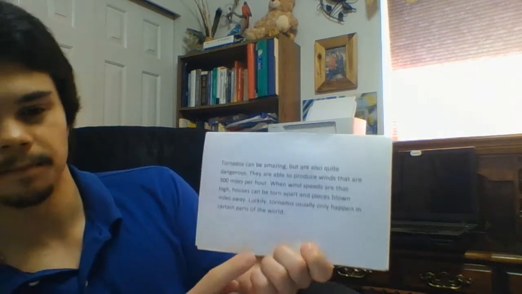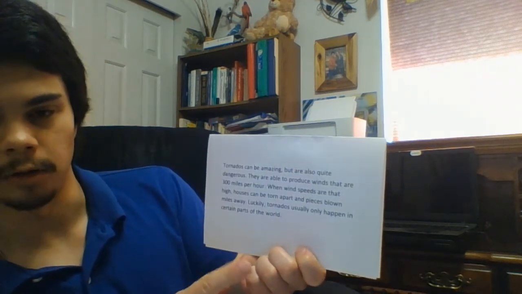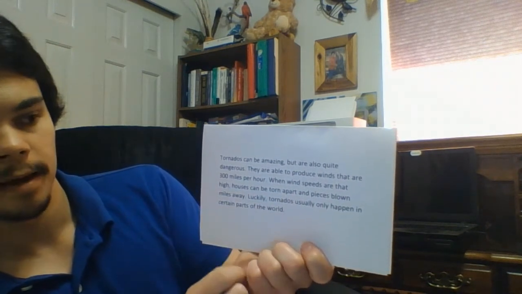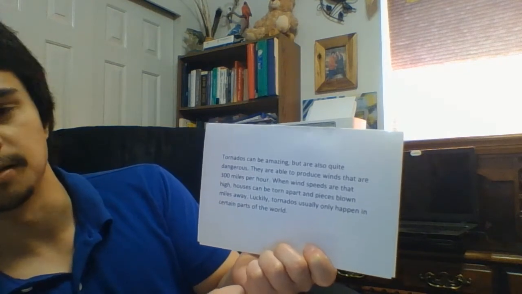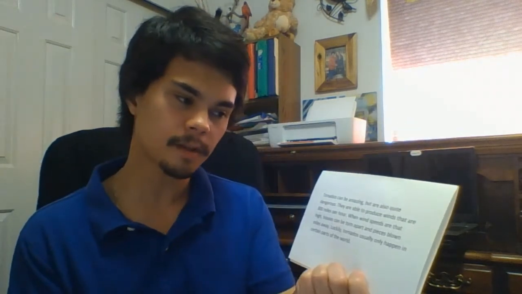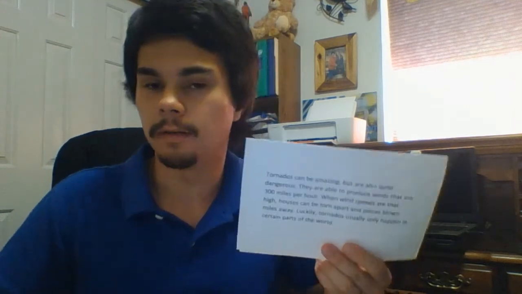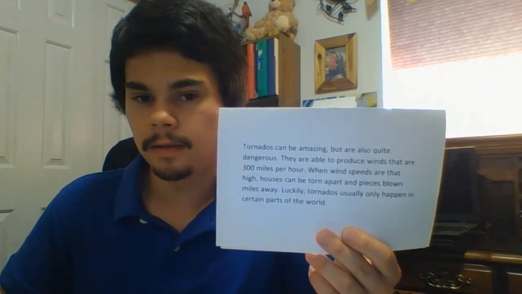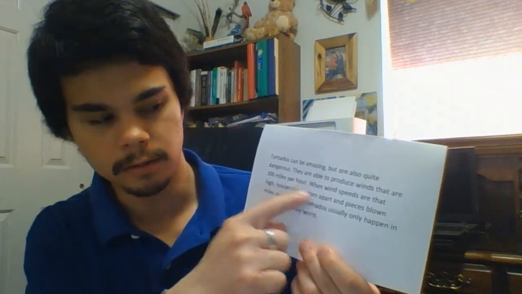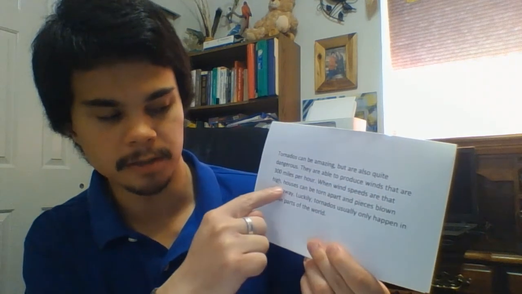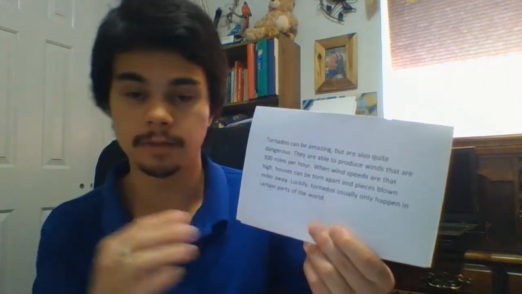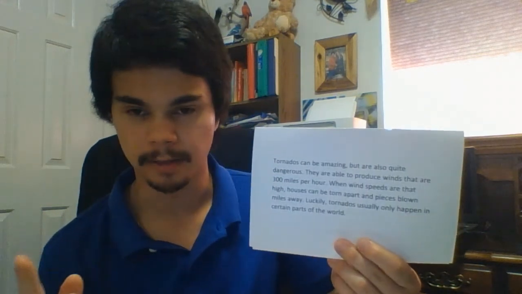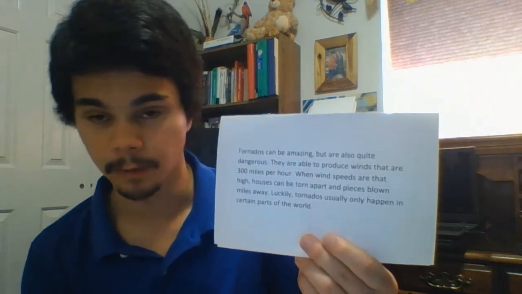So let's go back to that sentence where we thought maybe there's cause and effect. When wind speeds are that high, houses can be torn apart and pieces blown miles away. So think to yourself, what happens first in that sentence, and then what happens after it? So the first thing that happens is it says wind speeds, or when wind speeds are that high. So when the wind is blowing really fast. So that could explain why something happens. That could be our cause, and that comes first.